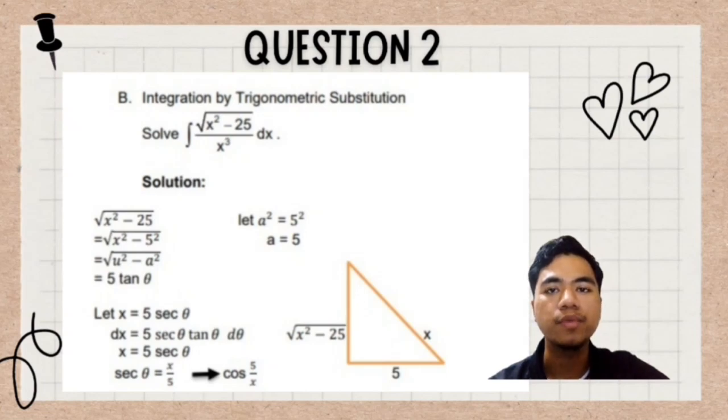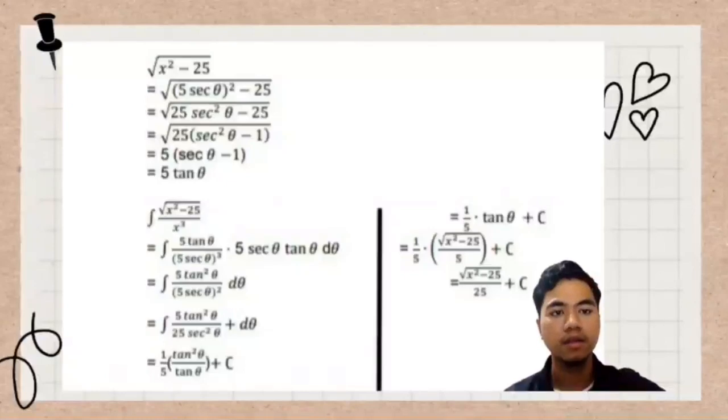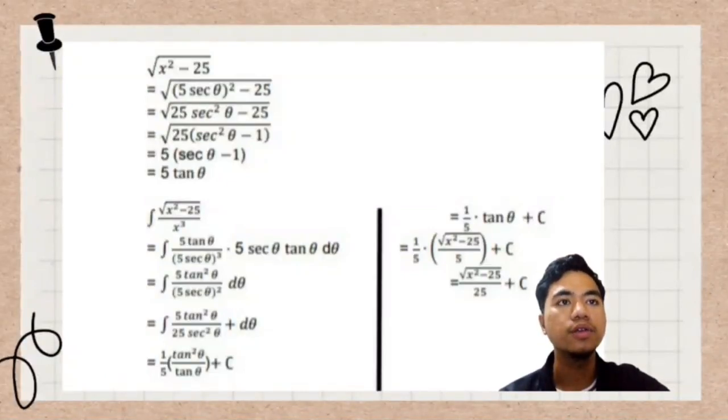From the formula, we can get the square root of u squared minus a squared equal to a tan theta, and we let a equal to 5.